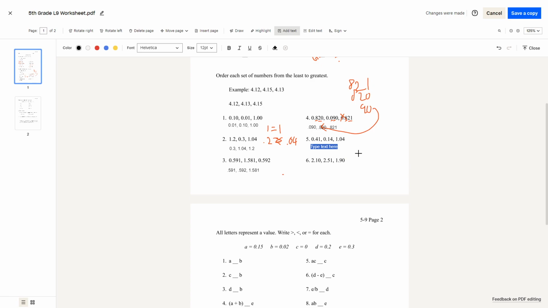Same thing for here. The smallest number is 0.14. Second smallest number is 0.41. Third smallest number is 1.04.